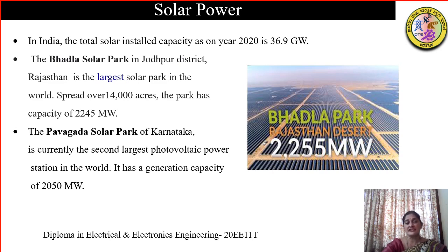Even in our own state Karnataka, we have a large power plant called the Pavagada Solar Park at Pavagada, where we have a generation capacity of 2050 megawatt.